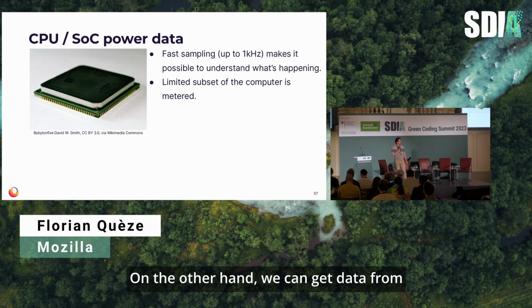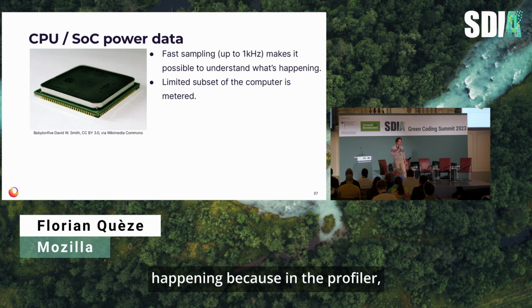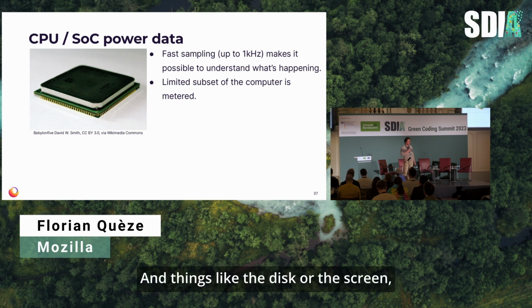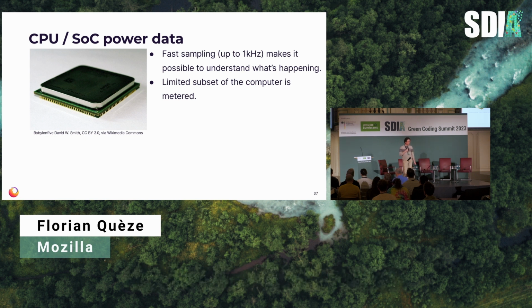On the other hand, we can get data from the CPUs, or system on a chip for the Apple case. This allows fast sampling, one sample per millisecond. It's really good to understand what was happening because in the profiler, we can align the power track with what was happening during that time. But it's a limited subset of the computer that we are measuring. And things like the disk or the screen, we have no idea how much they consume. Or many other things, since the CPU is not the only chip on your main board.